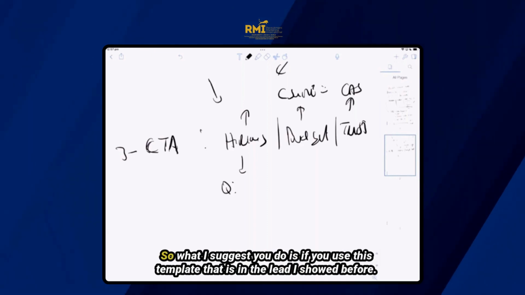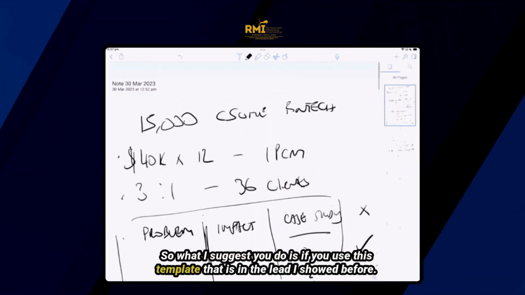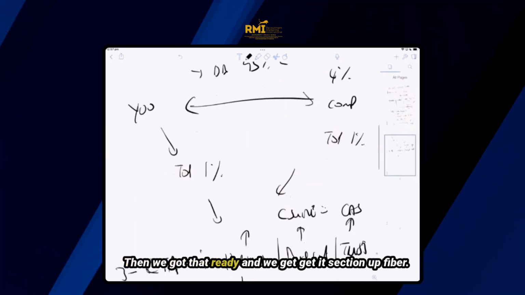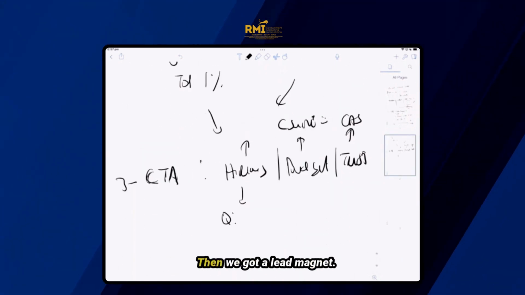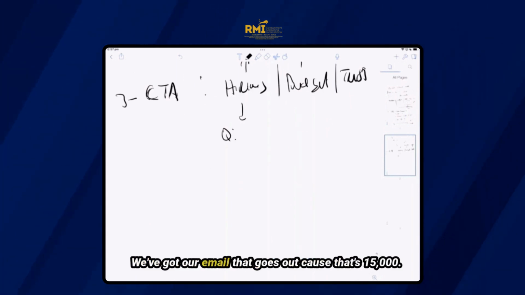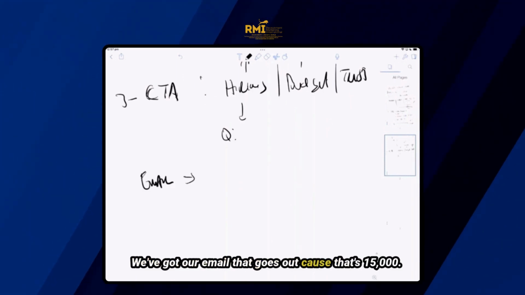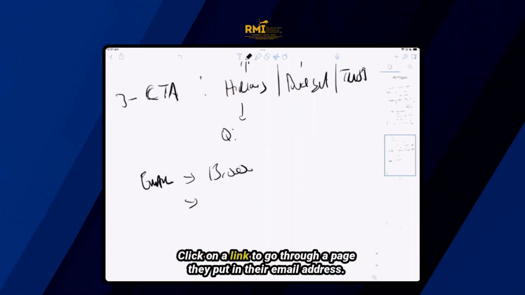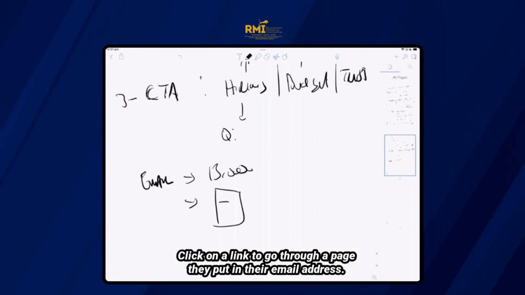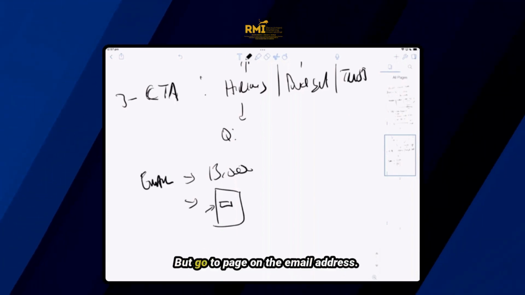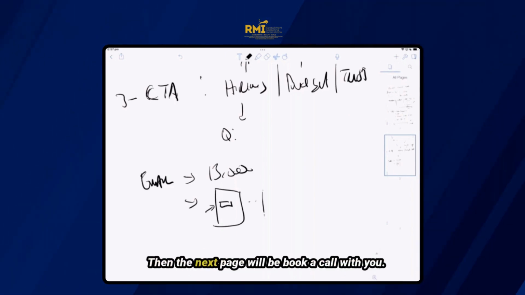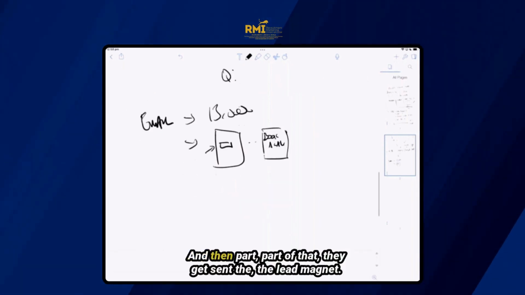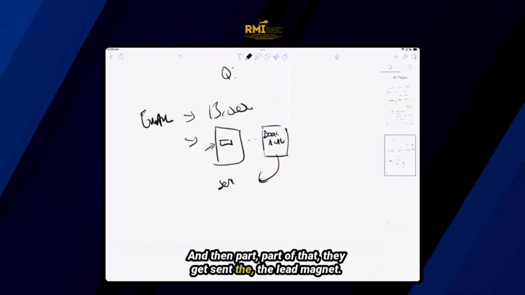So what I suggest you do is, if you use this template that is in the lead magnet I showed before, then we've got that ready, and we get it set up in Fiverr. Then we've got a lead magnet. Then the key thing is this: we've got our email that goes out, because that's 15,000. We want to test it. Then they click on a link, they go through a page, they put in their email address. Then the next page will be book a call with you.